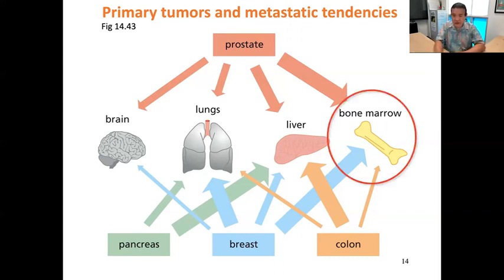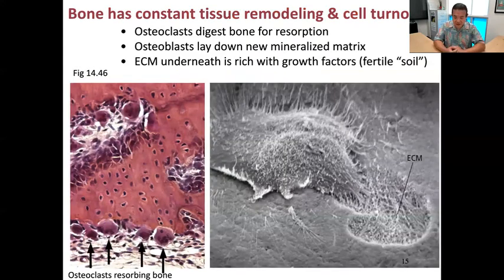So let's look at bone marrow, because bone marrow is a common place of metastases. Why is bone marrow such a good soil for metastases? It's because the nature of bone marrow is that it is an environment that is constantly being turned over and replenished. So in your bone, on the left here, you can see that your bone is constantly being reabsorbed, right, to be able to be regrown.